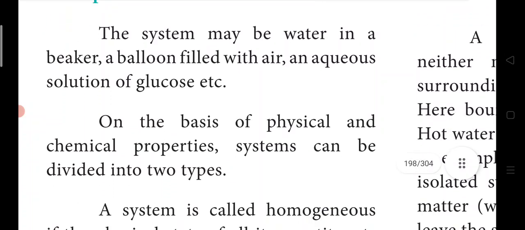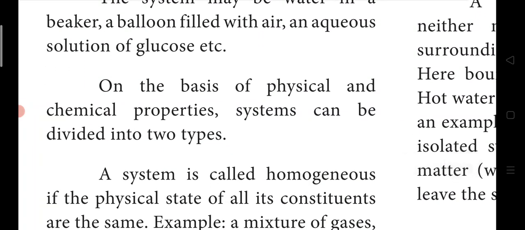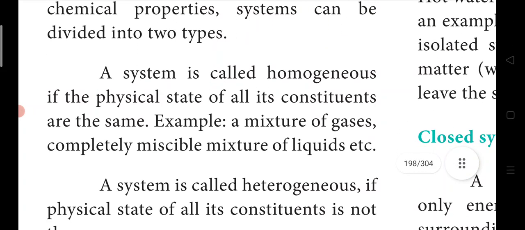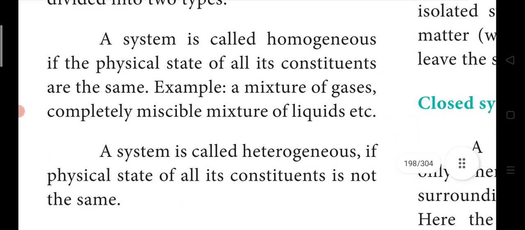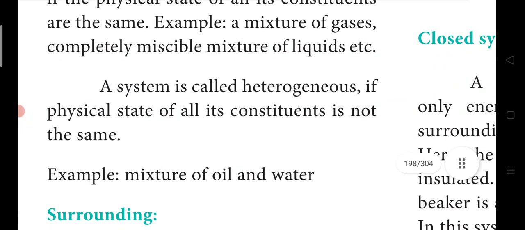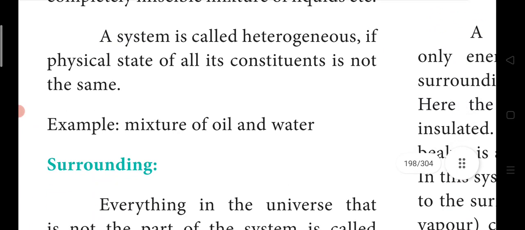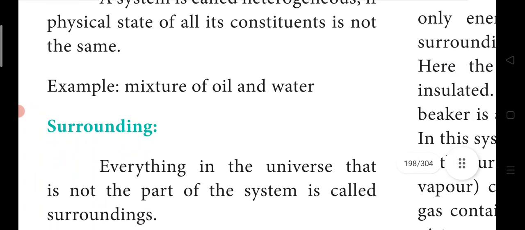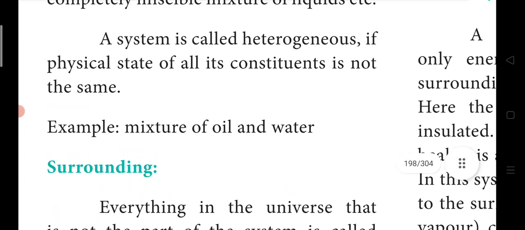On the basis of physical and chemical properties, a system can be divided into two types: one is a homogeneous system, the other is a heterogeneous system. A system is called homogeneous if the physical state of its constituents is the same. For example, a mixture of gases, all gases, they are homogeneous. Miscible liquids, all are liquids, so they are homogeneous. Heterogeneous means different physical constituents. For example, oil and water are different constituents, so that is a heterogeneous system.